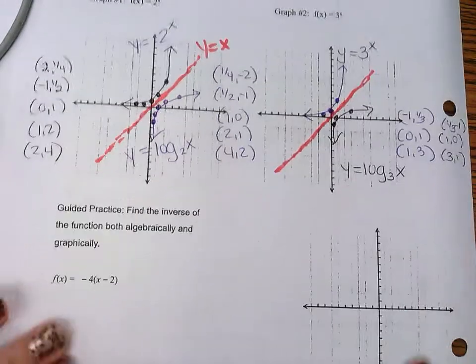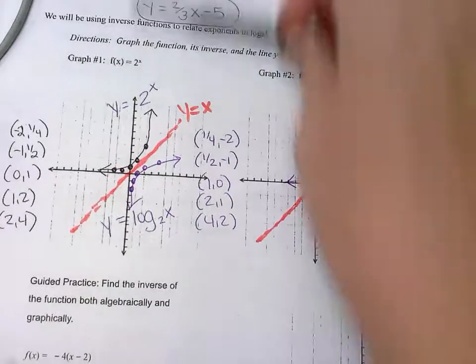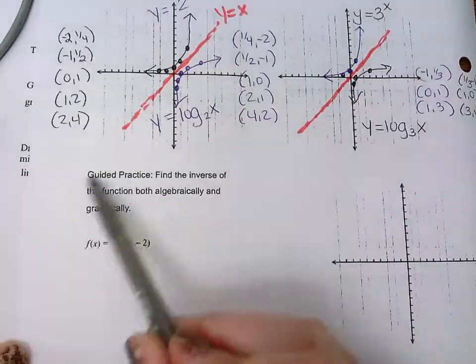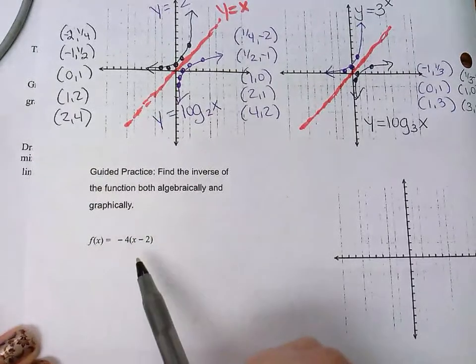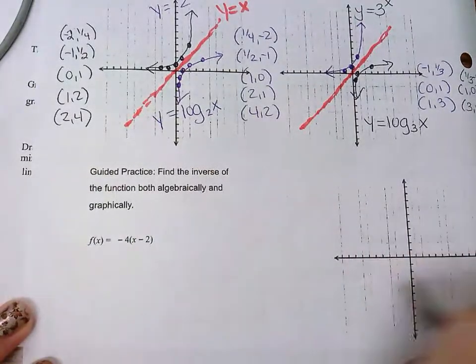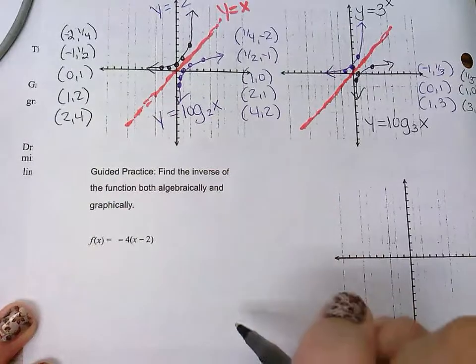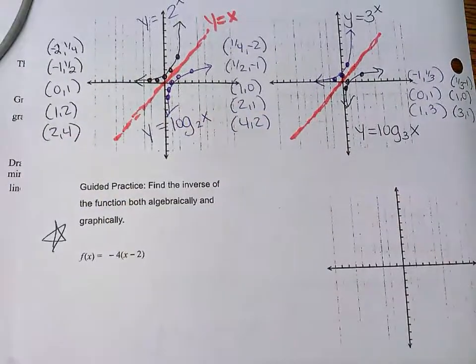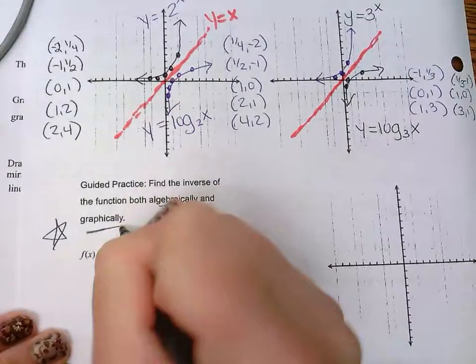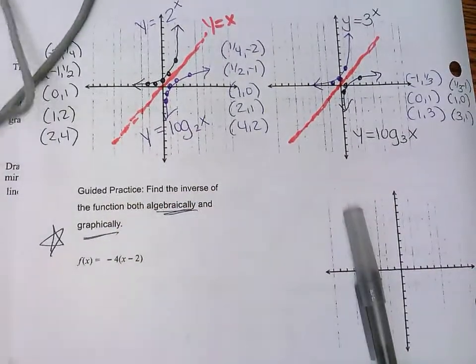So the only page you need to submit today is kind of this back page because that has this guided practice problem. I'd like you to take this function and show me the inverse both graphically and algebraically. So you're going to submit just this one page so that you can show me this problem algebraically and graphically and submit it through the assignment in Google Classroom.